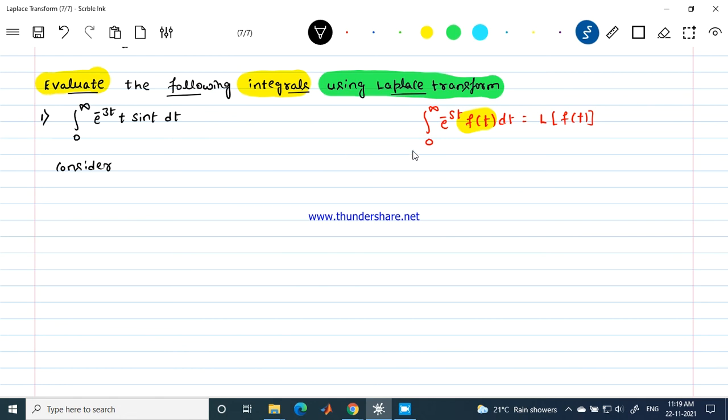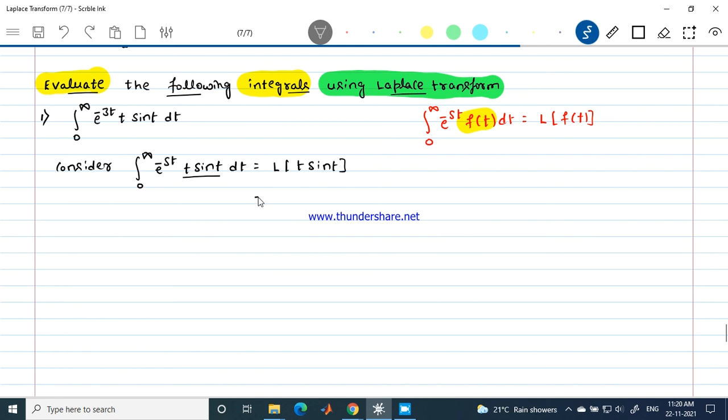Now if you compare this integral with the given problem, the limits of the integration are same. In the place of e power minus 3t, I have e power minus st. So I will use e power minus st itself. In the place of f of t, I will write t sine t as it is. Now this is nothing but Laplace of this function. So which means finally what should be done? In this integral, if I replace s by 3, I will get the value of this integral.